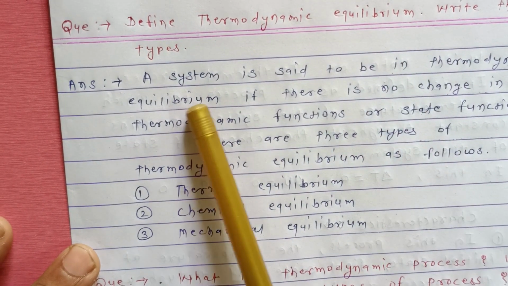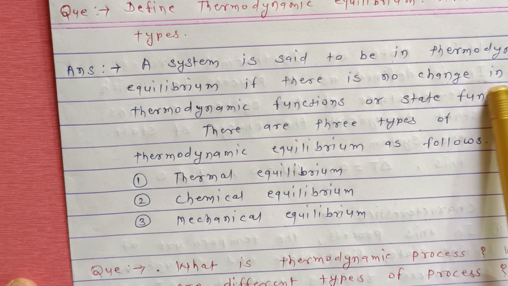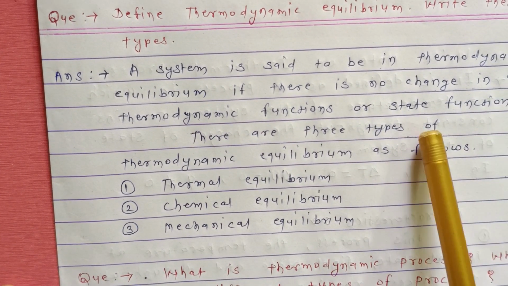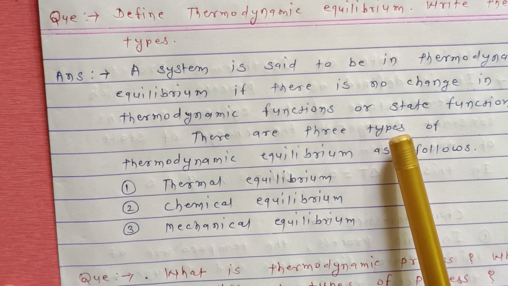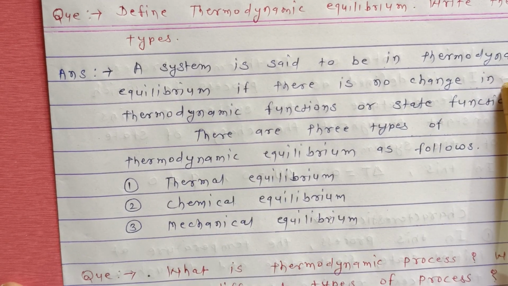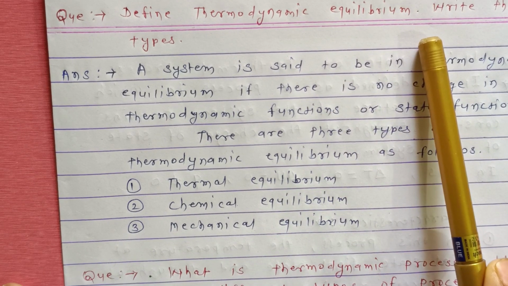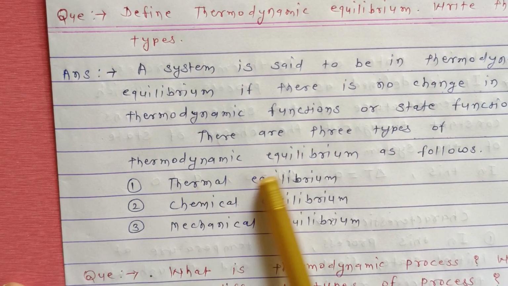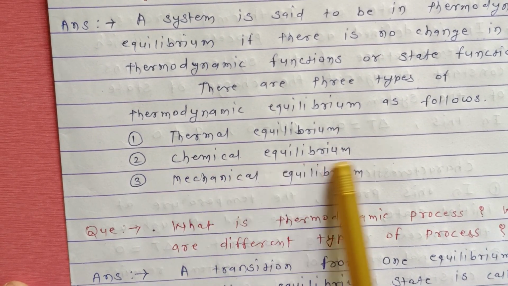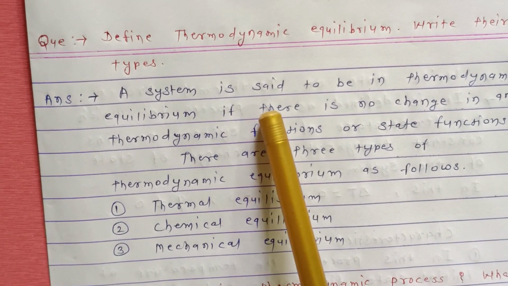A system is said to be in thermodynamic equilibrium if there is no change in any thermodynamic functions or state functions. It means the system has a fixed condition of state function. It is not going to change, it remains as it is. There are three types of thermodynamic equilibrium: thermal equilibrium, chemical equilibrium, and mechanical equilibrium.